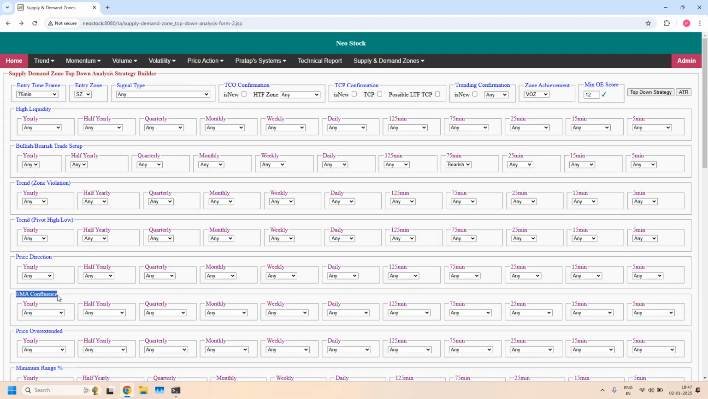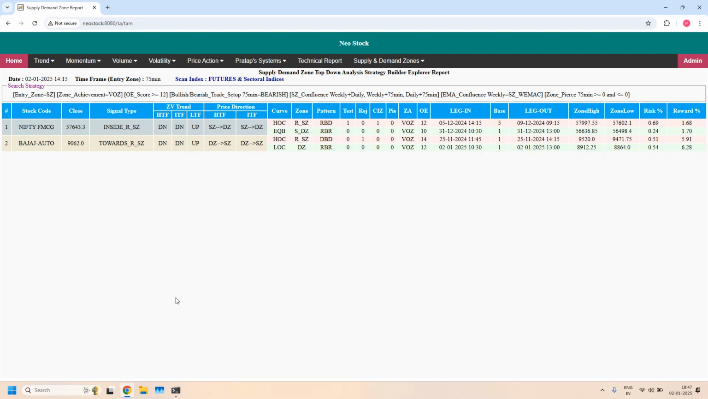So in the EMA confluence at weekly time frame, why weekly? Because the 75-minute zone is part of the daily zone, both together part of the weekly zone. So weekly supply zone having weekly EMA confluence, we got 2 stocks. The trend of these 2 stocks is also downtrend. They are even more high probability trade setup supported stocks. Moreover, those zones are already high liquidity zones.